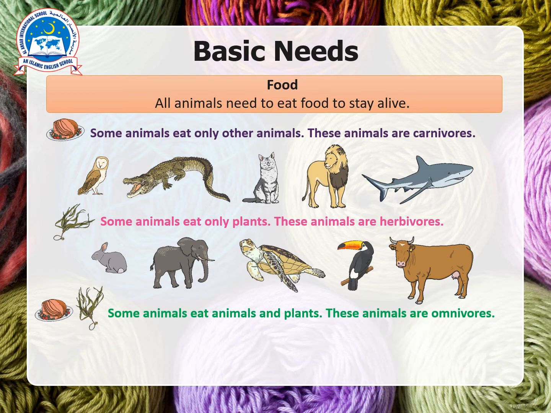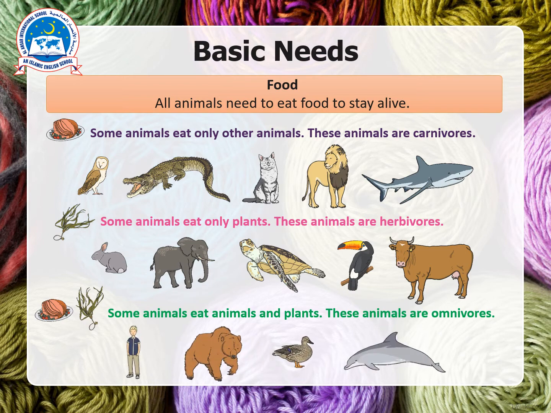While there is another type of animals that eat both. We can say they eat meat, they eat grass as well, such as bear, such as duck. We are also living animals, humans too. So we are termed as omnivores. Anything that eats both plants and flesh of other animals, like meat and chicken, is called omnivores.